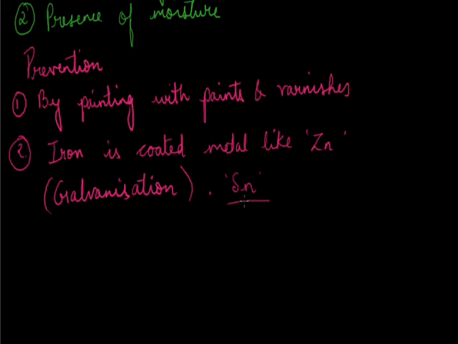Tin is also used to coat iron and prevent rusting. The next method by which we can prevent rusting is by alloying. By alloying, I mean that pure iron gets rusted, but if alloys made of iron are used, then the rusting can be prevented. So iron is alloyed with chromium and nickel, and therefore rusting can be prevented. Okay. So these are a few ways by which we can prevent rusting.